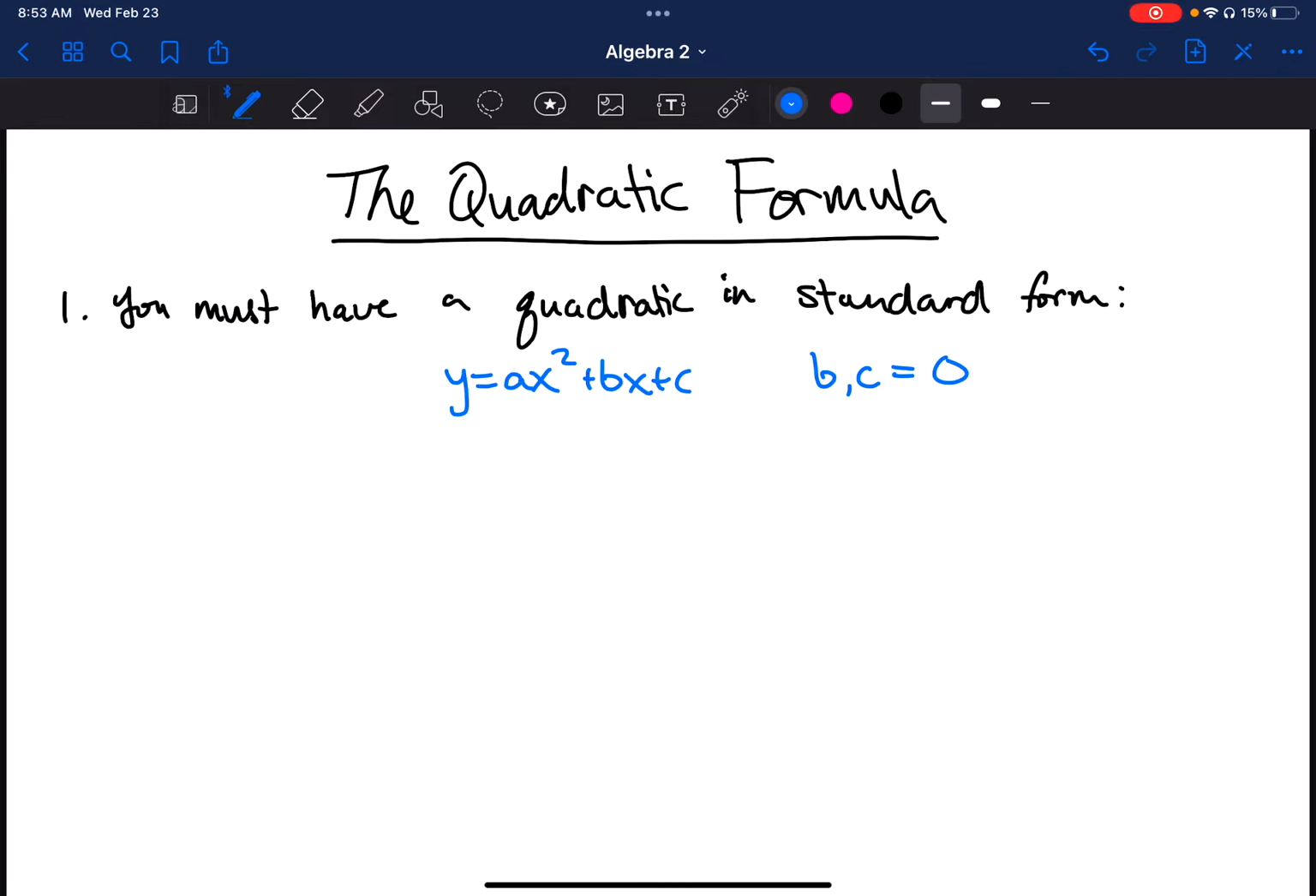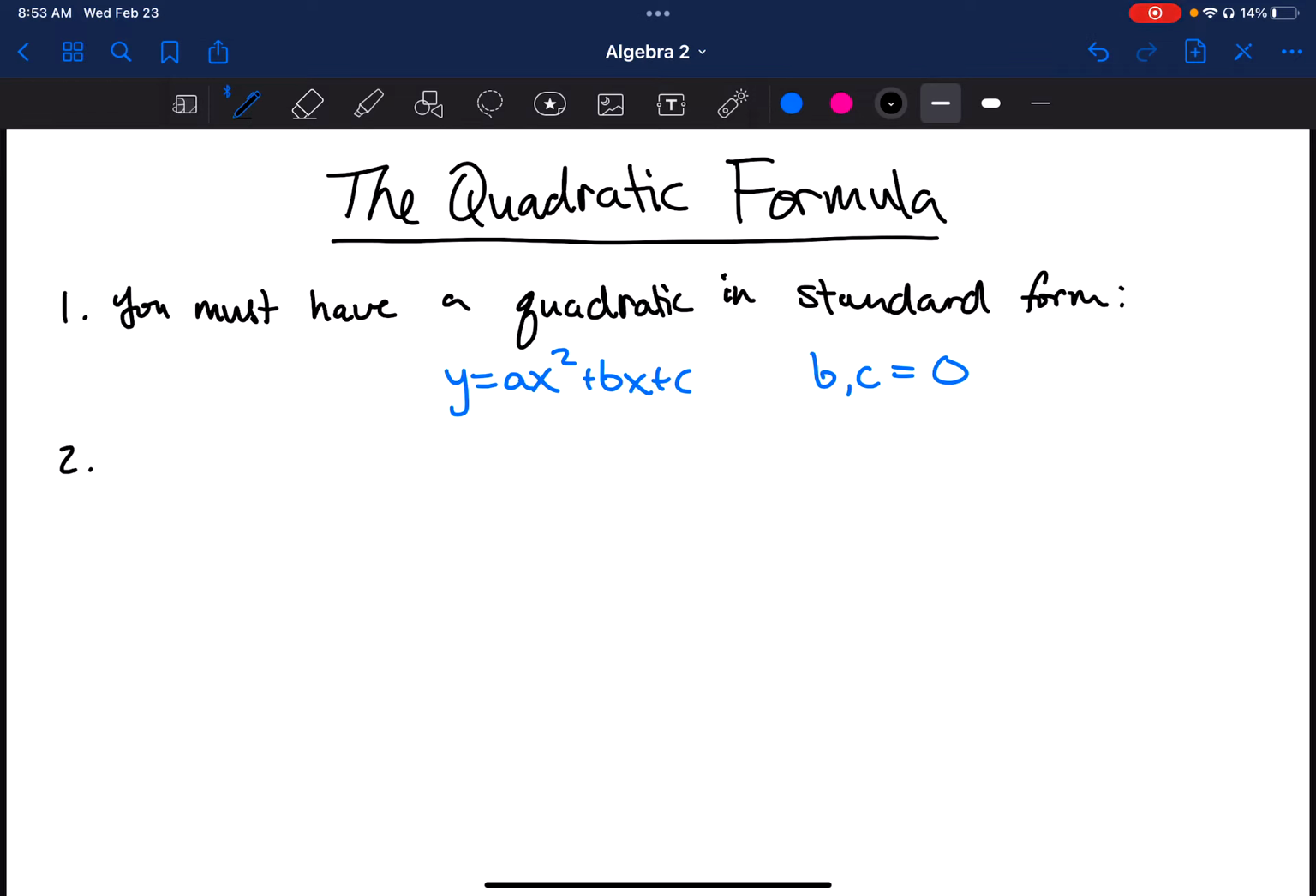That's allowed. A cannot equal 0 because then you don't have the x squared term, which is what fundamentally makes this a quadratic, is that squared term. So b or c can be 0. That's totally fine. A, b, and c can be any values. A just cannot be 0. So that's the first thing you need.